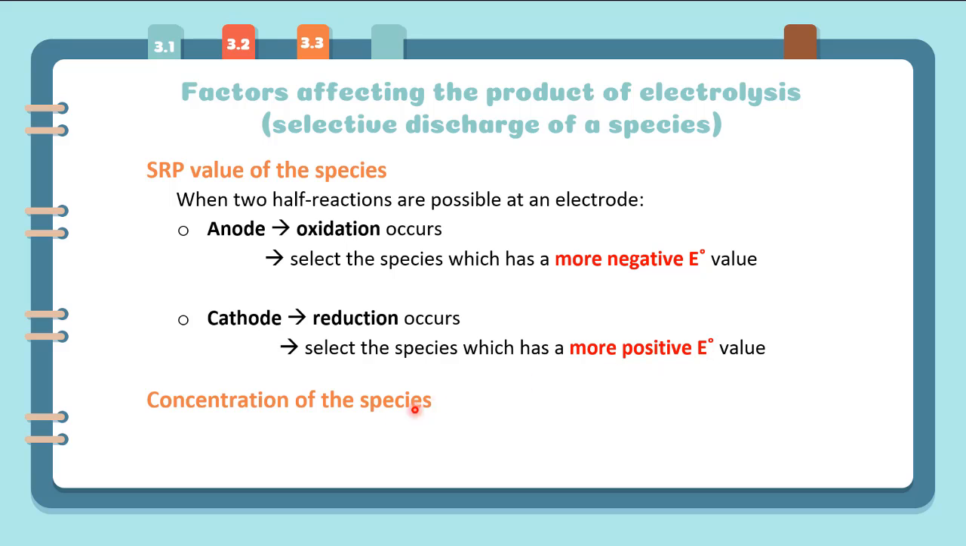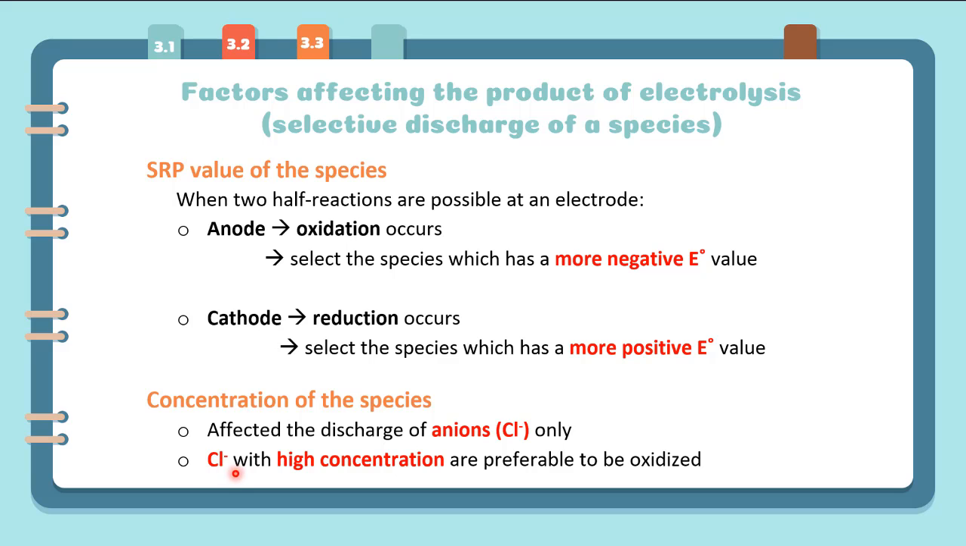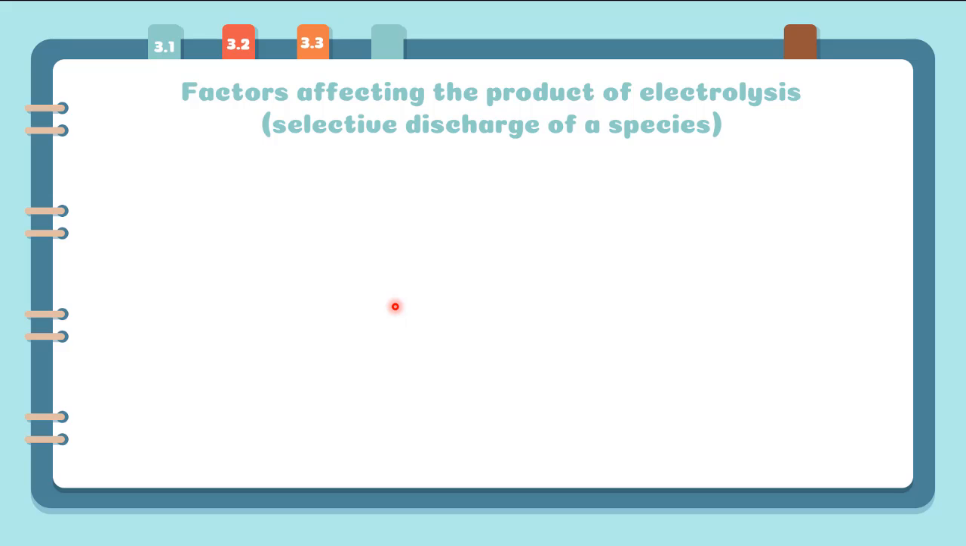The second factor is based on concentration of a species, but this concentration will only affect the discharge of the anion chloride only. Okay, only affects the chloride ion, Cl minus. The chloride ion which has a higher concentration is preferable to be oxidized. Okay, this is only at the anode. You can jot down over here, only at anode. So chloride with higher concentration will be discharged.